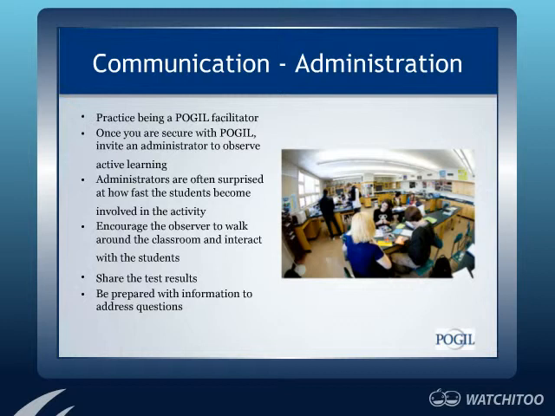I would encourage the administrator to walk around and listen and watch and interact with the students and ask them what they're learning and see if they can explain to the administrator what's happening.